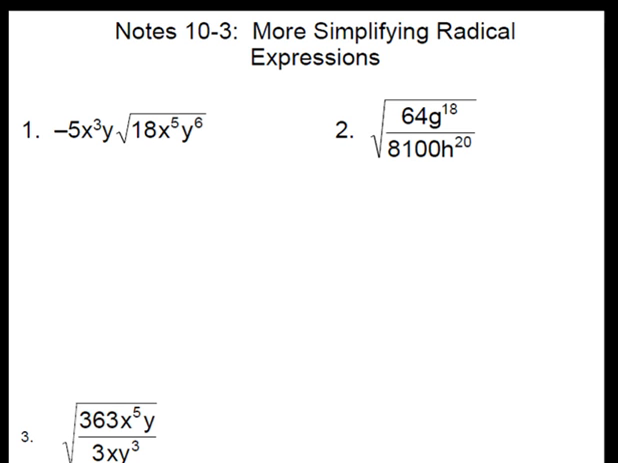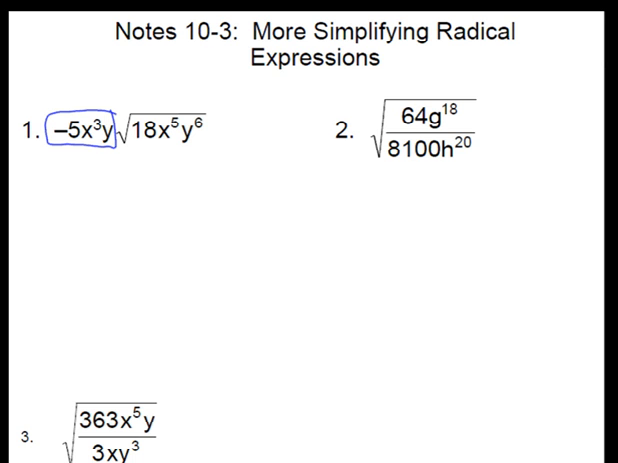Then we're going to be looking at more ways to simplify our radical expressions. Looking at our first one right here, we have negative 5x cubed y times the square root of 18x to the fifth y to the sixth. Everything that's on the outside here, I'm not going to mess with it until I've first simplified everything inside the radical.